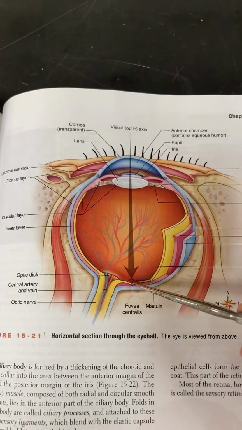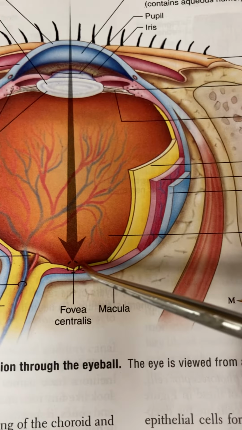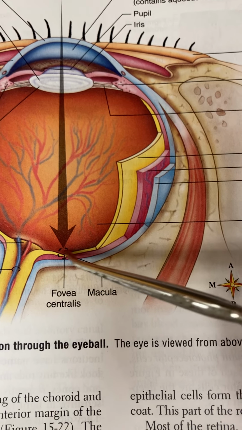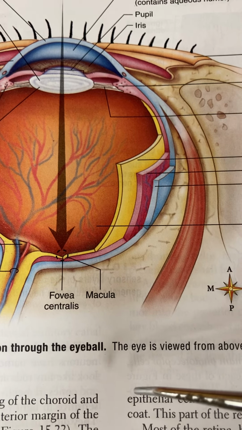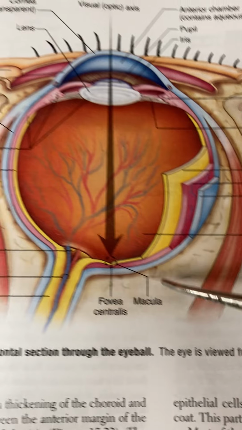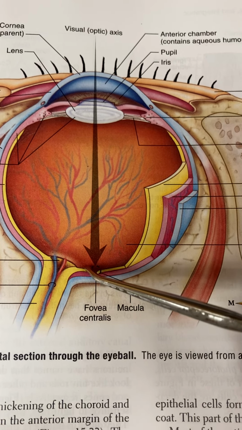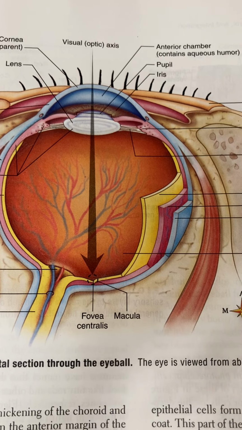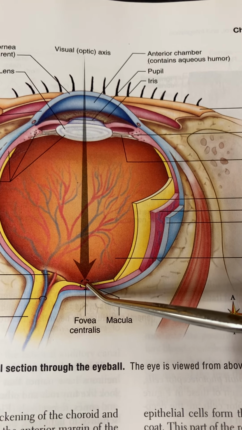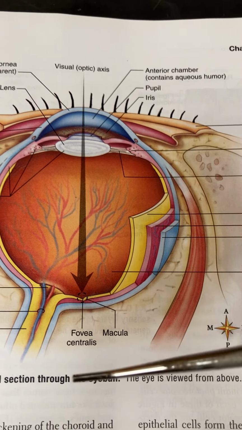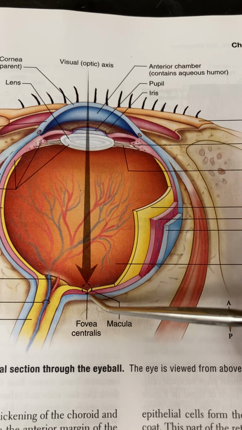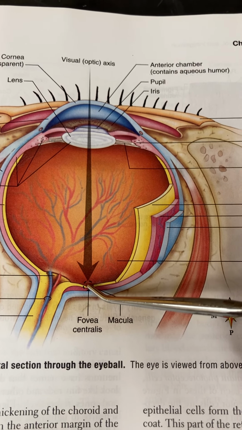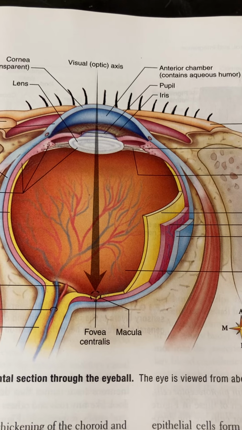And then this little area, a little dip here, is called the macula lutea. It is called the macula here. Macula lutea is where most of our cones, which are for color vision, are located. And when we see something clearly, we angle our head so that the light will hit the macula lutea and we can see things clear and in color.